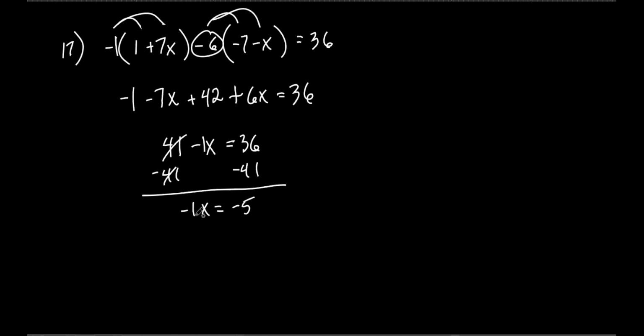How do I get rid of that negative 1? It's multiplying by the x, isn't it? So how do I get rid of something that's being multiplied? I divide by a negative 1. Watch. Cancels. X equals positive 5.